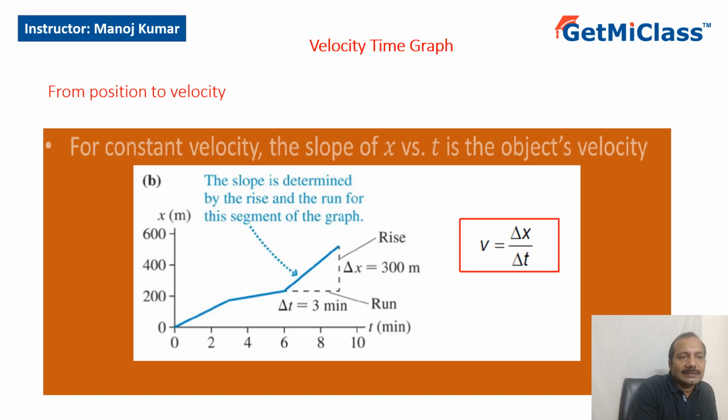Now the same thing. If I want to find velocity from the position time graph, how do I find velocity? I can find the slope. You can see that there is a slope here, delta x and delta t. So v equal to delta x by delta t. So in this particular case, the velocity would be 300 meters per 3 minutes, or I can say velocity equal to 300 by 3 meter per minute. That is equal to how much? 100 meter per minute. This is the velocity.